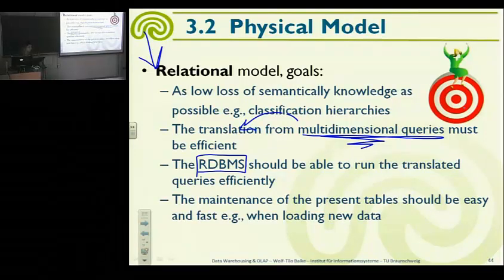It depends on the underlying database management system you're working with. And this query is translated, and then at the back end, it works on the relational database that they have. So they have to do this translation. Of course, the translation has to be efficient, has to be fast. You don't want to lose any semantic knowledge. And of course, maintaining the tables should be easy and fast. So the typical goals that you would want. Especially when you're loading new data from the ETL, from the staging area, this has to be done efficiently.